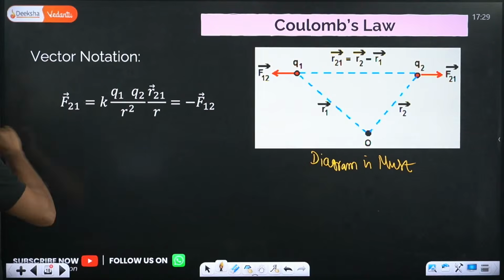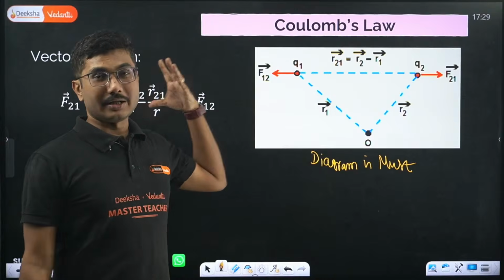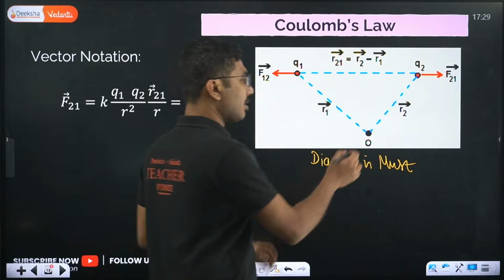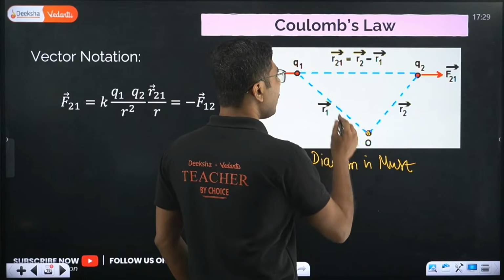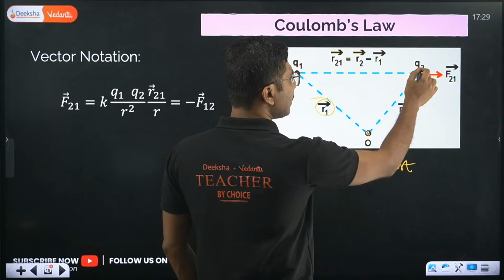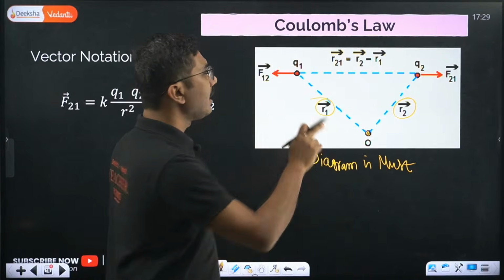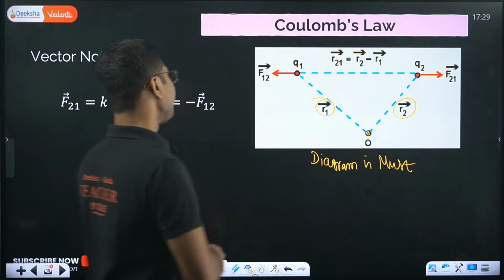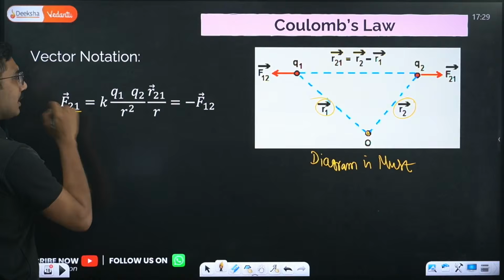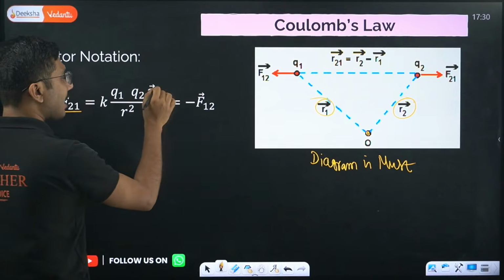So write the Coulomb's law in vector notation, explain the terms. Basically the explanation itself happens through the diagram. First you have to take an origin. Okay, O is an origin. The charge Q1 is located at a distance R1 vector. Charge Q2 is located at a distance R2 vector. Then the force between Q1 and Q2 in vector notation can be written as F vector 2-1 equals K Q1 Q2 by R square R vector 2-1.